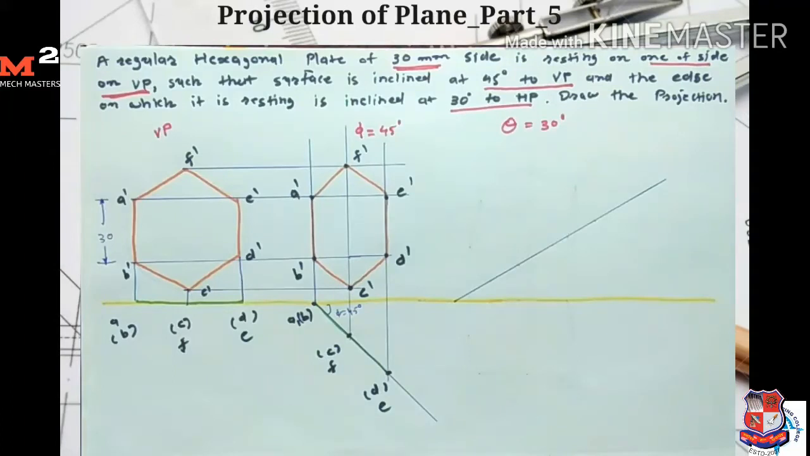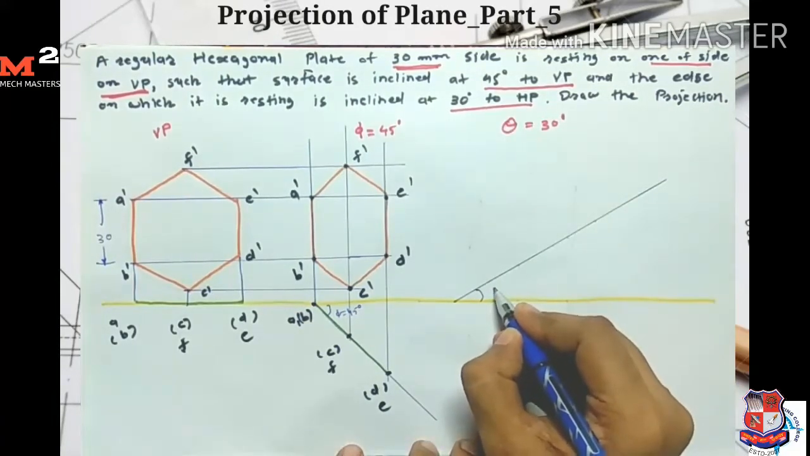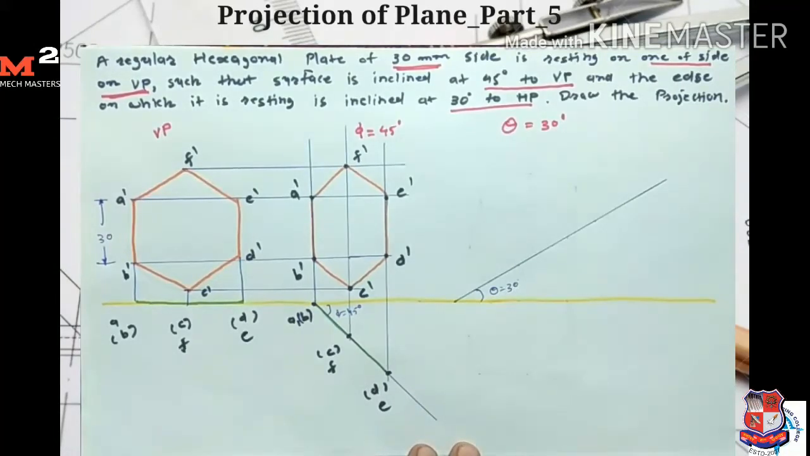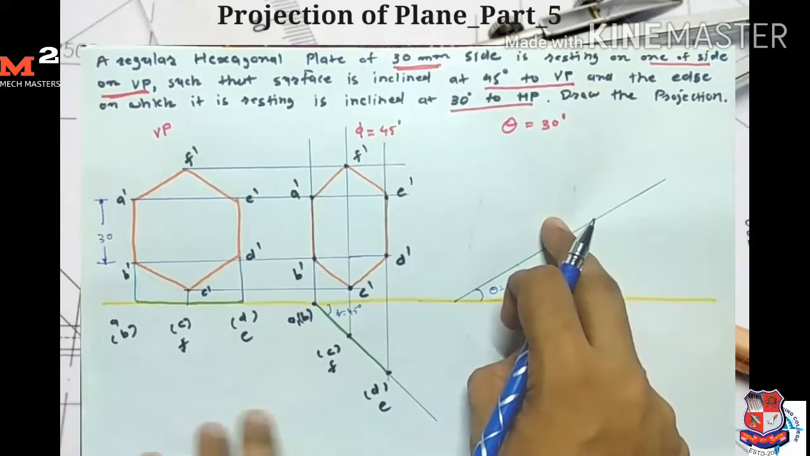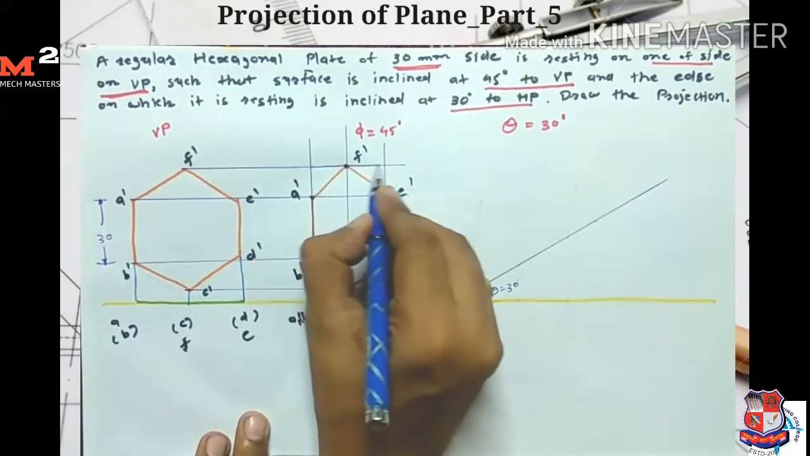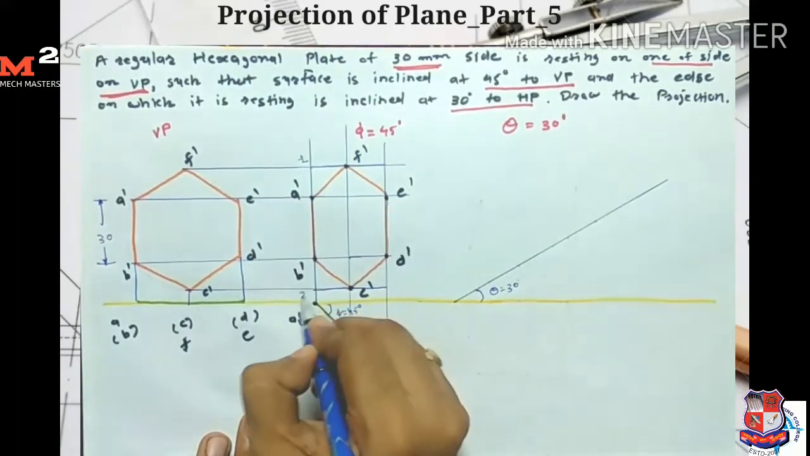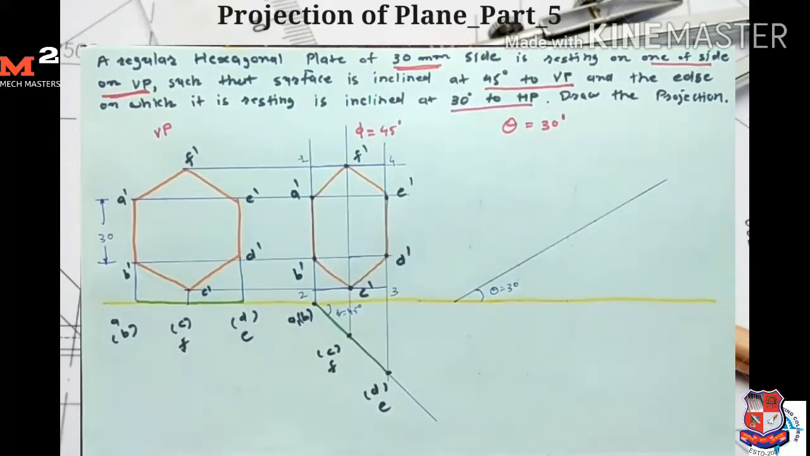Because line AB makes an angle of 30 degrees with the horizontal plane, I draw one line at an angle of 30 degrees on the vertical plane. Now I draw this same hexagon here. For that, first I draw this rectangle. I give the names 1, 2, 3 and 4 to this rectangle. So first I draw this 1 2 3 4 rectangle here, and after that I draw the hexagon.